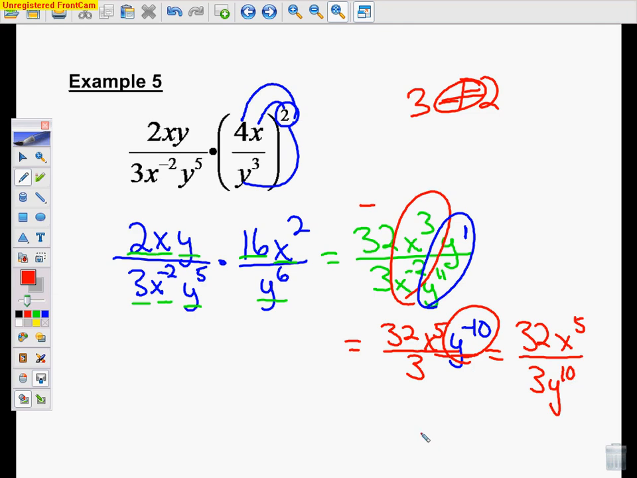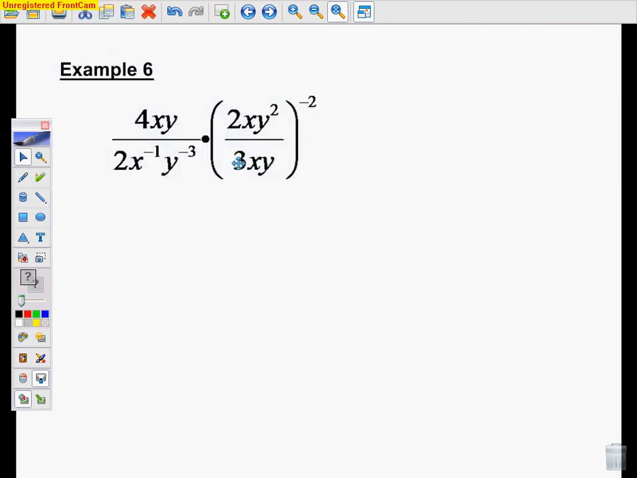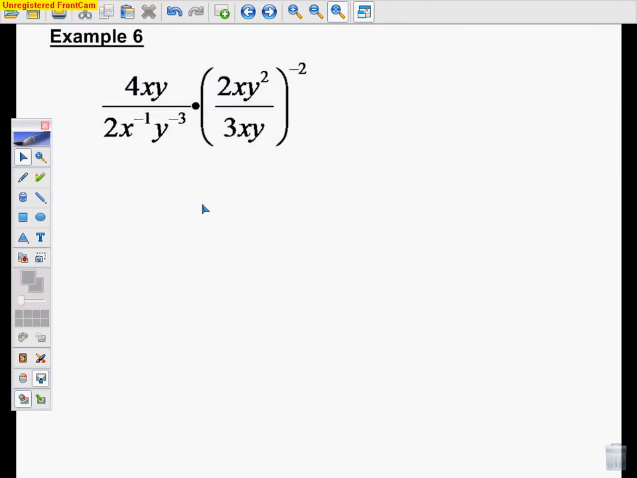All right, last problem. This problem I like to call the mammoth of the power problems. This one you're probably pretty much combining everything. Once again, if you notice, we have a negative 2 exponent out here. And I don't really suggest that you take a negative exponent and distribute it into a quotient. So let's go ahead and get rid of the negative exponent by flipping this quotient.